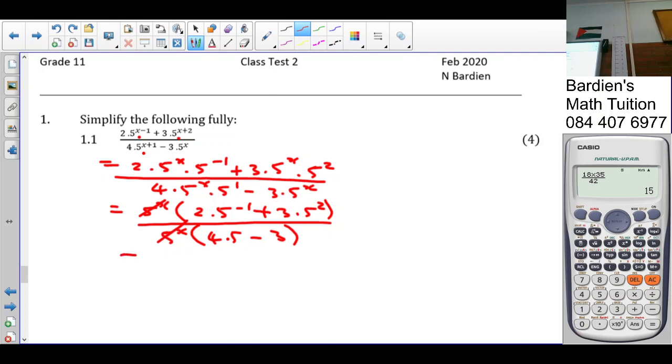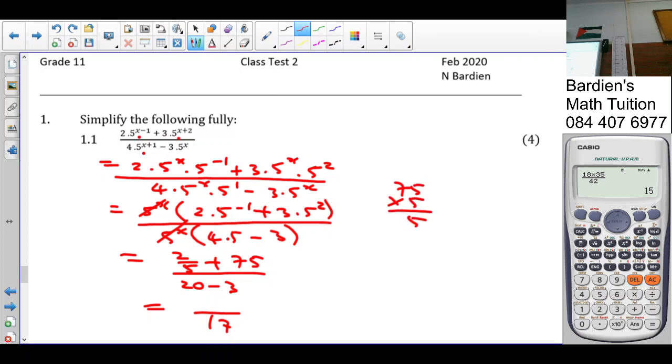So that cancels, not so? So that's going to be 2 over 5, because that 5 is the negative 1, plus 5 squared is 25 times 3 is 75, over 20 minus 3. 20 minus 3 is 17 in the denominator. 5 times 75 is 375, plus 2 is 377. So it's 377 divided by 5, which now can be written as 377 over 5 times 17, which is 85. Is that correct?